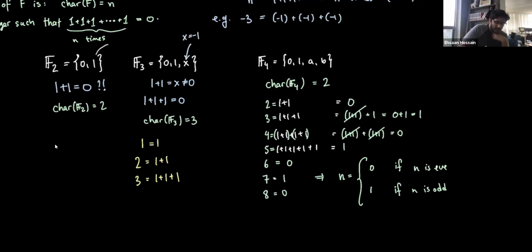In F2, 1 equals -1 because 1 plus 1 is 0, right? And -1 is defined to be the additive inverse of 1. So 1, whatever you add to 1 to get 0, that's -1. And in this case, 1 is what you add to 1 to get 0. So 1 is its own inverse. That's not true in F3. In F3, to get 0 you need to add 1 plus x. So the inverse of 1 is -x, and the inverse of x is -1.